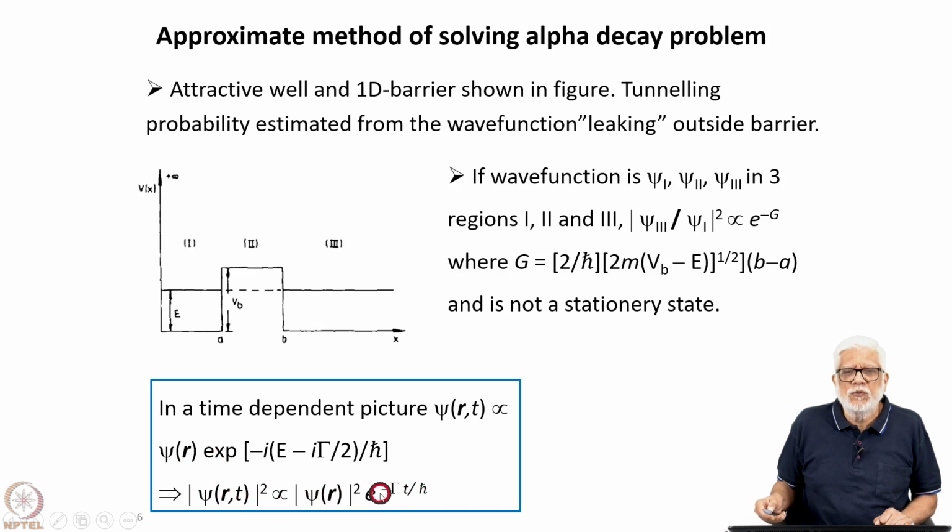Okay, so h cross by gamma can in fact also be written down as tau, the lifetime of the state. So basically it is an exponentially decaying wave function with time, and that tau is just the lifetime of that nucleus with respect to alpha decay.